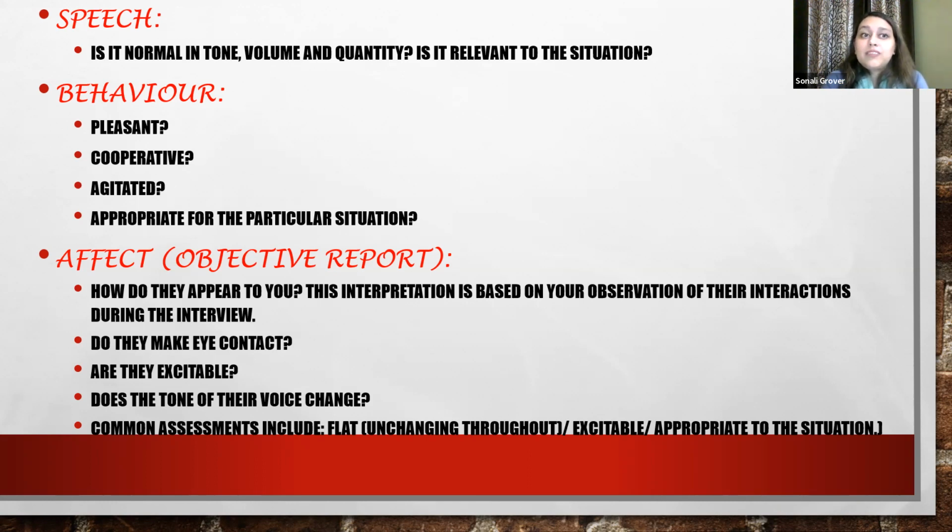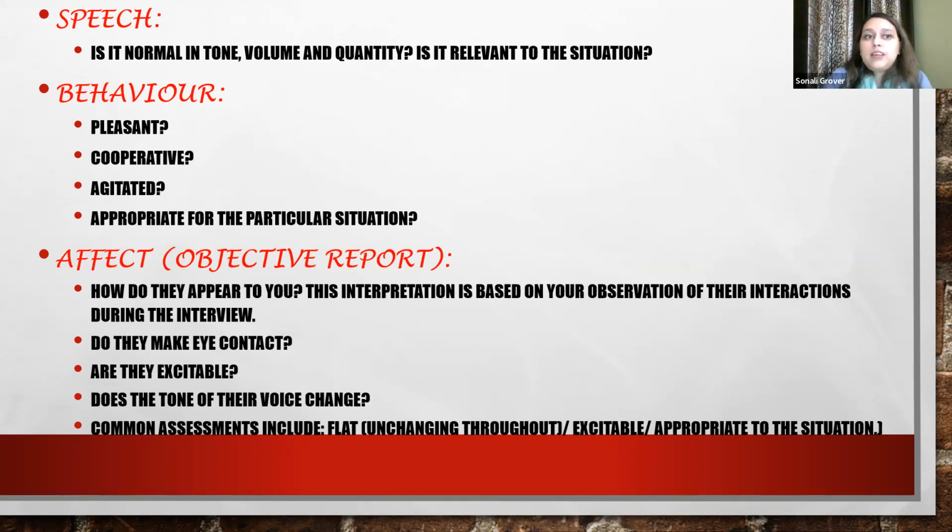Behavior. Is it pleasant? Is it cooperative? Or are they agitated? Is it appropriate to the particular situation? For example, if they've come to your room and they've just put their feet on top of your table and lie down on the chair, will that be appropriate behavior at that point of time? Are they in their own living room, or have they come for counseling to you? Is he or she pleasant, cooperative, or just sitting quiet? They're not replying. There will be cases wherein you see your client just not talking. They will just come, sit, and leave. Trust me, I'm not scaring you, but that happens. Maybe it will take 2, 3 sessions for them to just open up. So it depends upon the client.